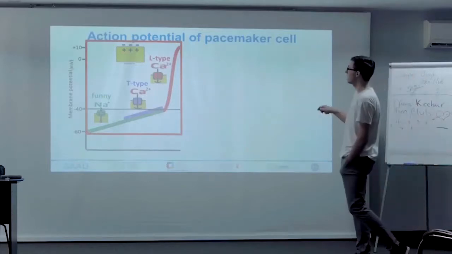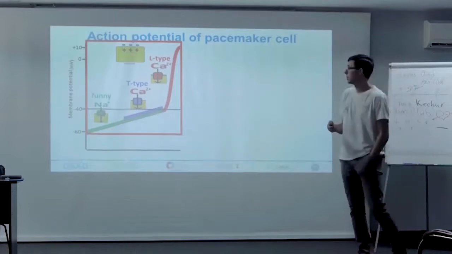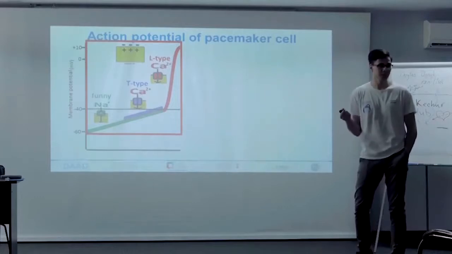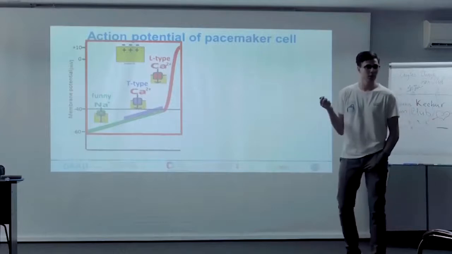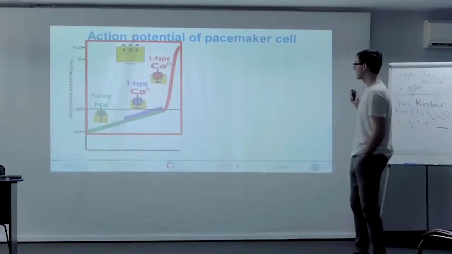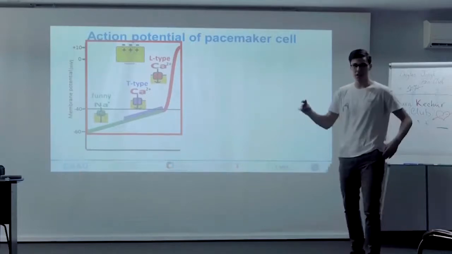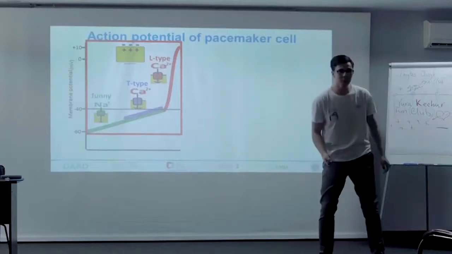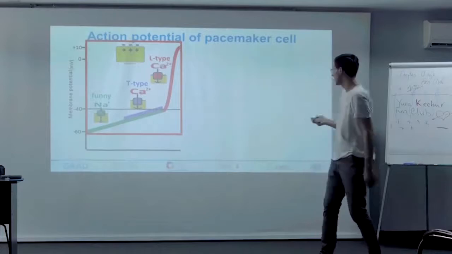As I said before, the inner charge is now positive and the outer charge is negative, so this is a depolarized state. Rest is the opposite: inside is negative, outside is positive. So let's say that the pacemaker cell is now depolarized, in action potential, and the contractile myocyte is now at rest because it didn't receive a signal.